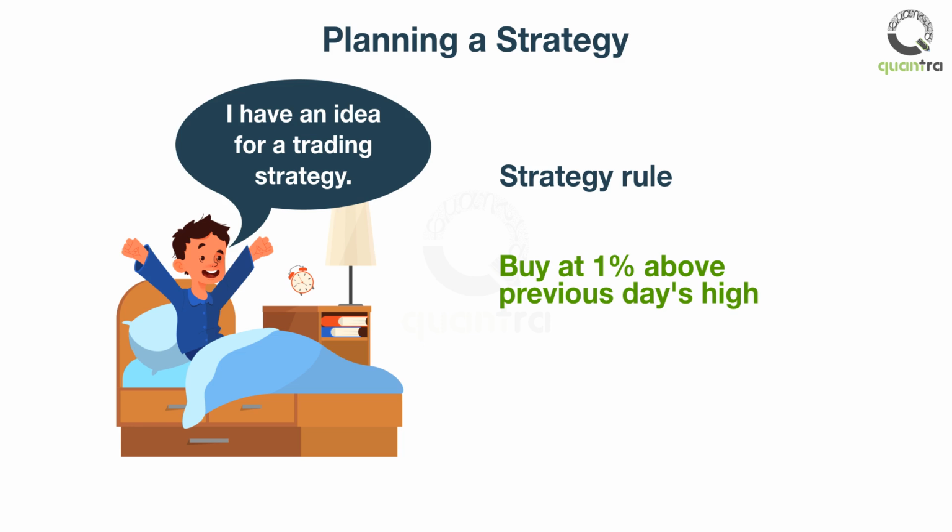Maybe it is a simple one where you buy a stock when it is 1% above its previous day's high price, and then sell it when it reaches 5% above your buying price. How much time will it take for you to test if this strategy works or not?